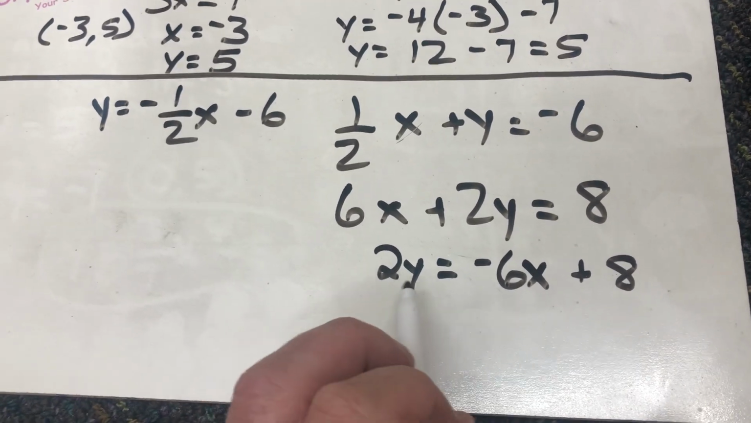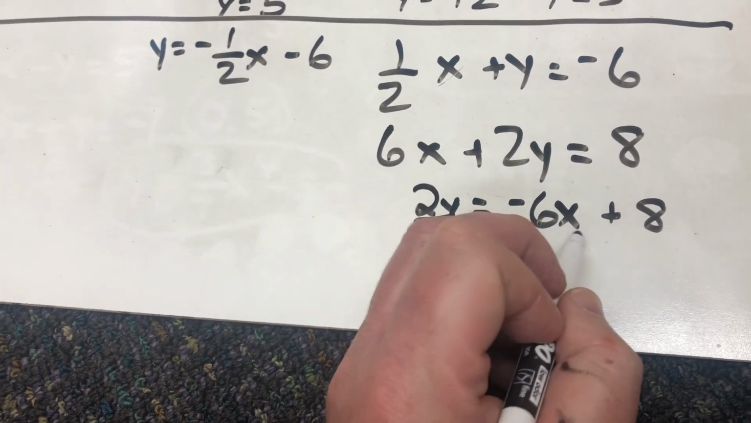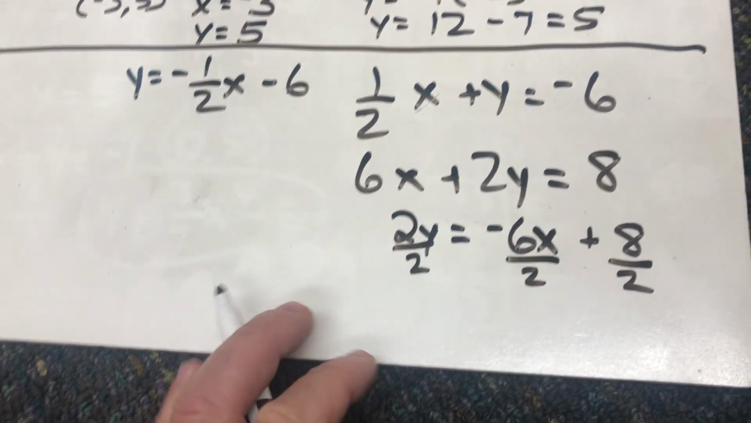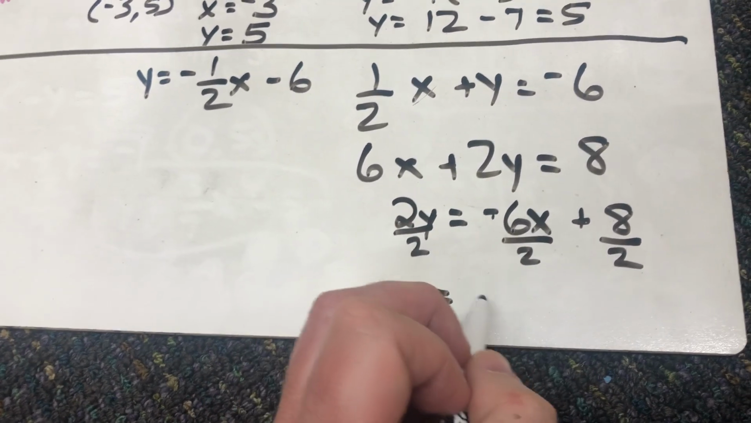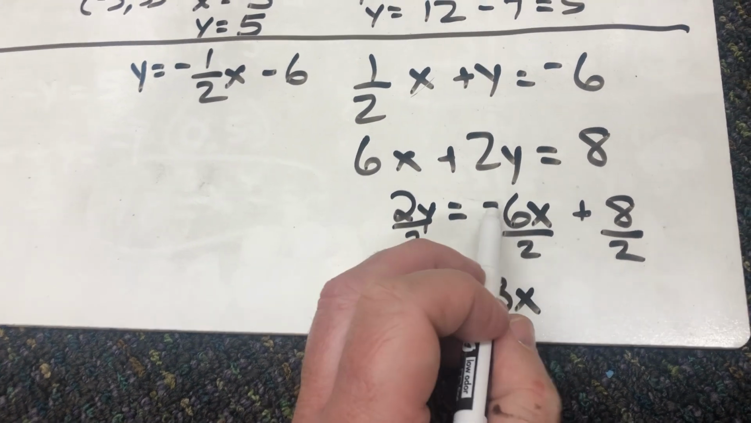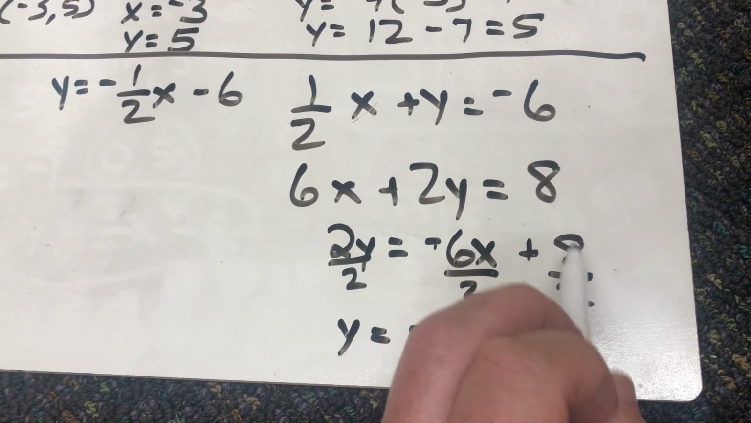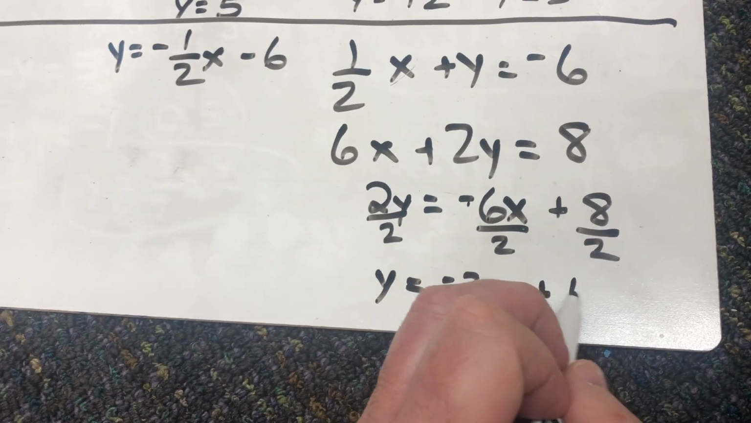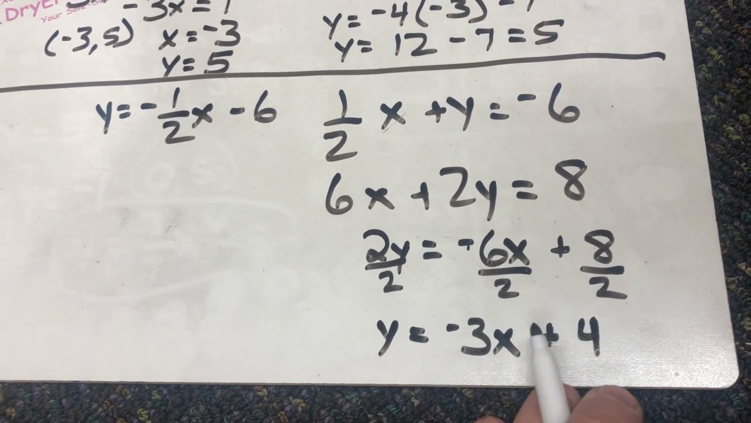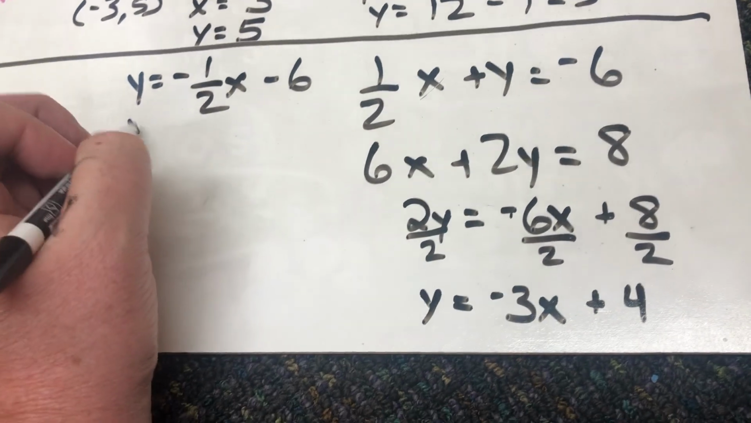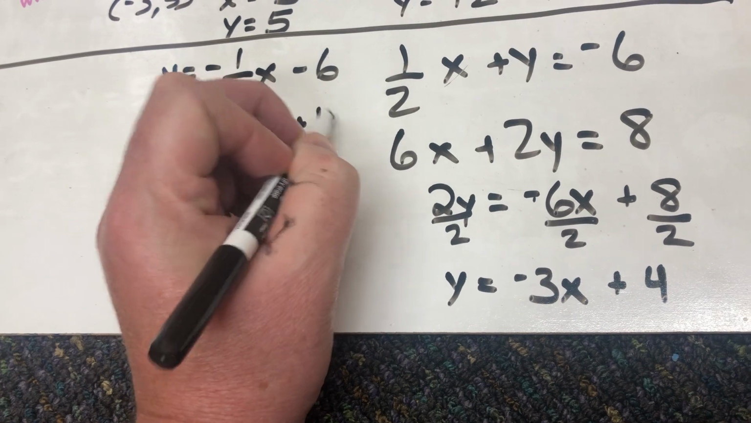Now to get 2y by itself in this situation, I'm going to divide everything by 2. 2y divided by 2 is y. Negative 6x divided by 2 is a negative 3x, because negative 6 divided by 2 is negative 3. X becomes part of it. Plus 8 divided by 2, well, 8 divided by 2 is 4. So in slope-intercept form, I end up with y equals negative 3x plus 4. So that becomes my other equation, negative 3x plus 4.